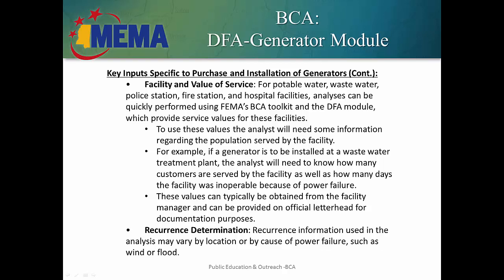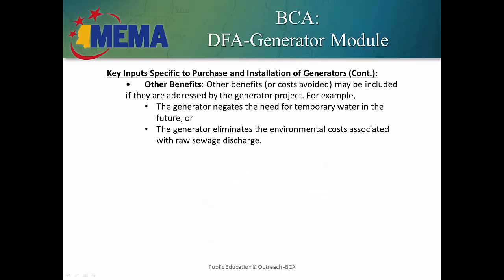The next key input is the recurrence determination. Recurrence information used in the analysis may vary by location or by cause of power failure, such as wind or flood. The final key input relates to other benefits. Other benefits or costs avoided may be included if they are addressed by the generator project. For example, if the generator negates the need for temporary water in the future, or if the generator eliminates the environmental costs associated with raw sewage discharge.